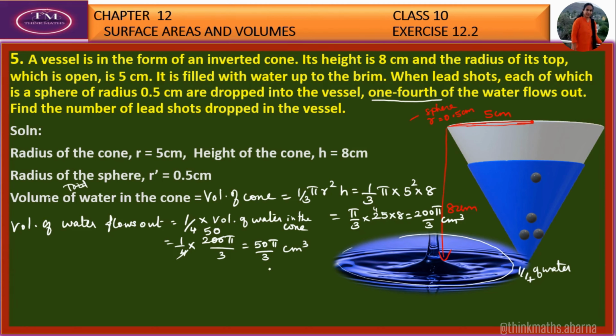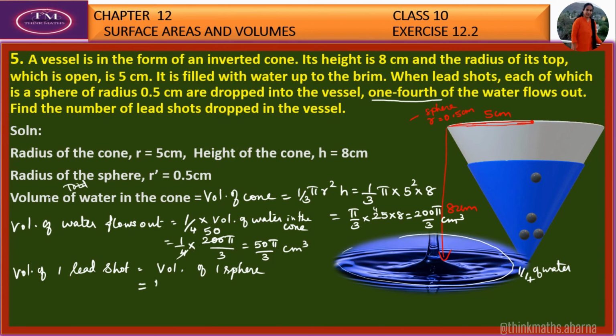Now we have to find out the number of lead shots needed for 1/4 of the water to come out. First let us find out the volume of this sphere. When we put this lead shot here, the volume of the sphere will be equal to the volume of the water coming out. So the volume of one lead shot. The lead shot is in the shape of a sphere. Volume of one sphere.